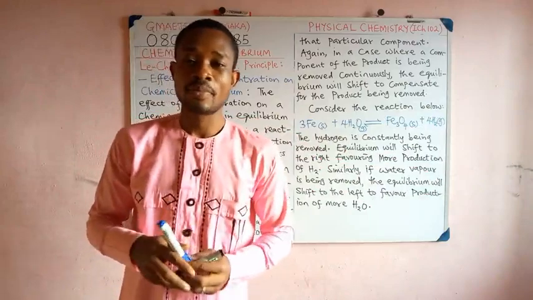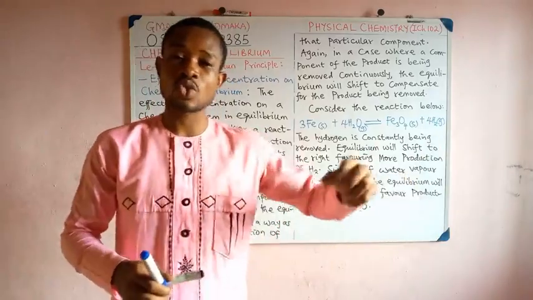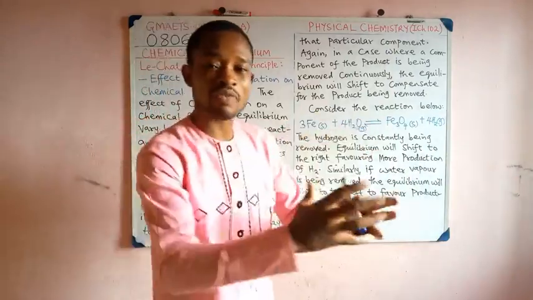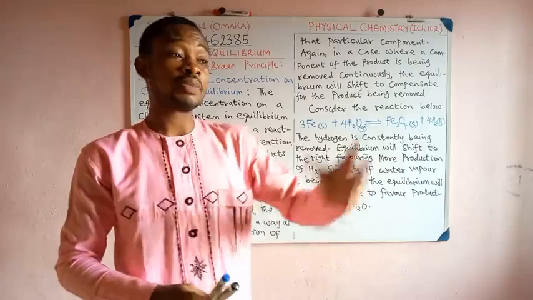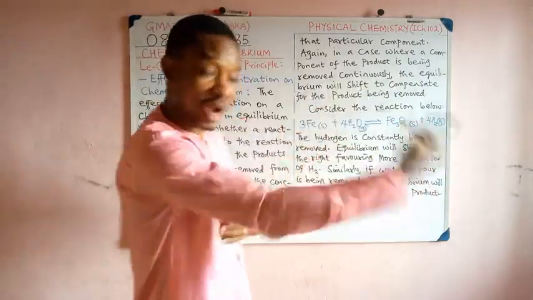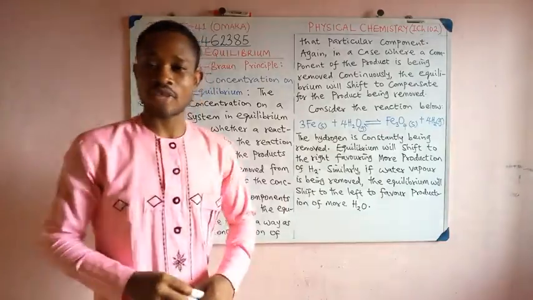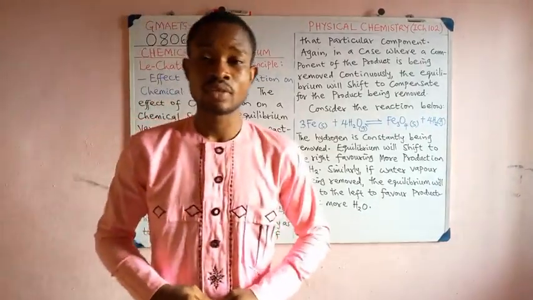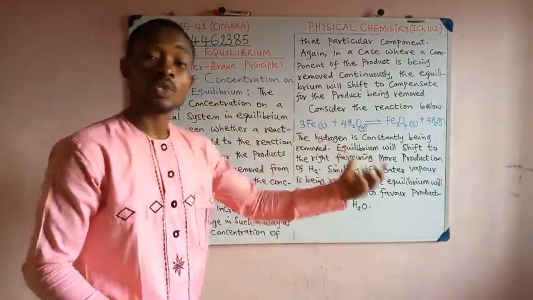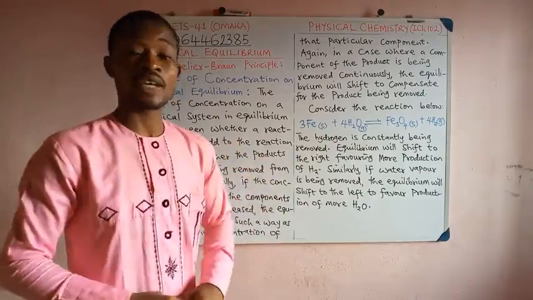Is that okay? But in a case where you are removing a particular component, let's say from the product, the equilibrium will have to shift to compensate for that component you are removing. So if it is from the product side that you are removing a component, the equilibrium again will shift to the right towards the product side, to compensate for that component that you are removing. And if it is in the reactant side that you are removing a component, the equilibrium will shift towards the left, to the reactant, to compensate for that component that is being removed.